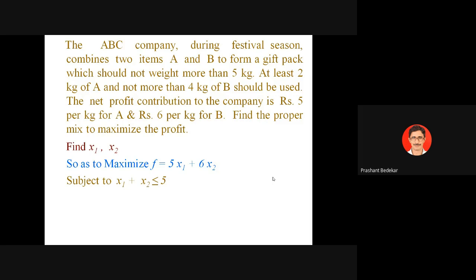Then I read the problem, I find that at least 2 kg of A should be used. At least 2 kg of A is to be used. How much kg of A I am using? X1. X1 kg of A I am using. And I have to use minimum 2 kg of A. So this X1 has to be greater than or equal to 2.